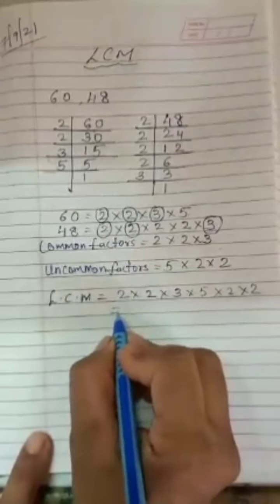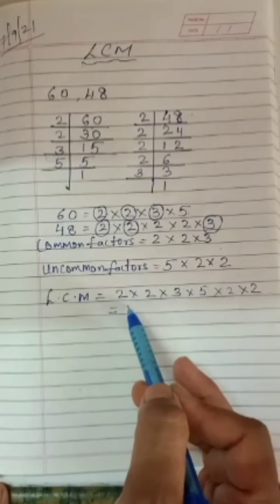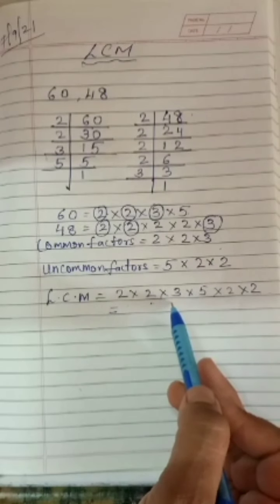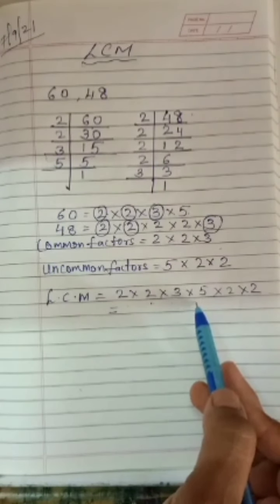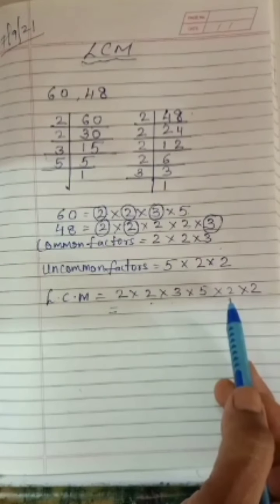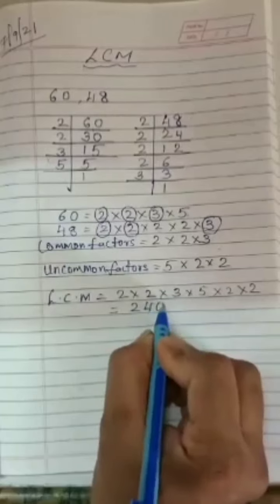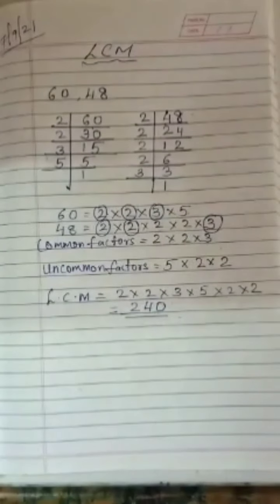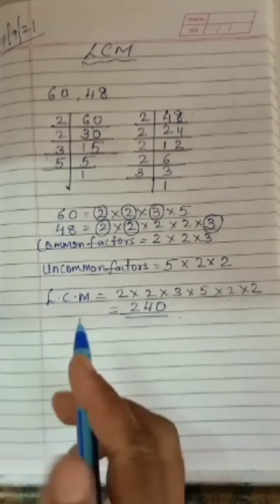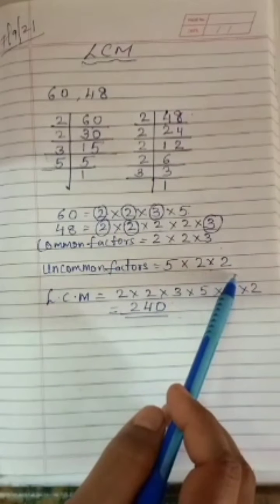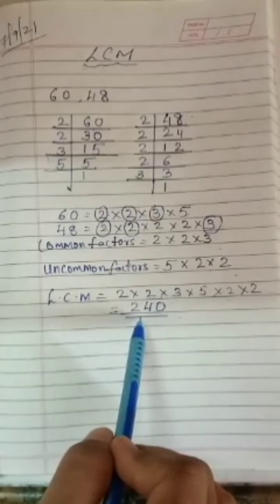So the LCM we are going to get is 2 2s are 4. 4 3s are 12, 12 5s are 60, 60 2s are 120, and 120 2s are 240 is the LCM. Okay, I hope you have got it. In LCM we take the common factors as well as the uncommon factors and multiply, that is the LCM we get.